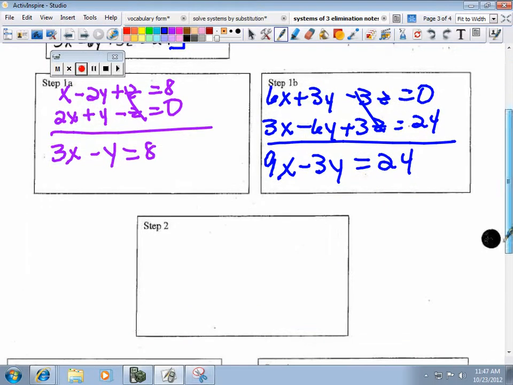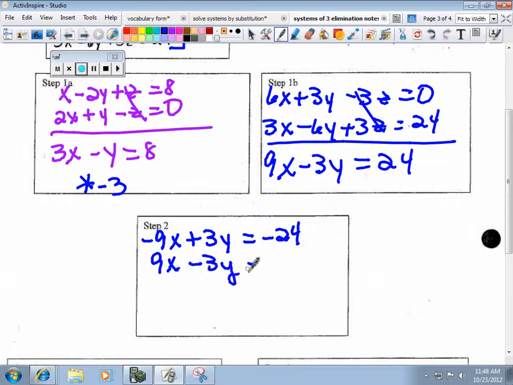You're going to take these 2 new equations. You're going to cancel something. If you multiply the one on the left by a negative 3, it's going to make your y's cancel. So you're going to get a negative 9x plus 3y equals negative 24. Bring the right equation down. 9x minus 3y is equal to 24. Draw a line and combine. x's cancel. y's cancel. There's nothing left. You put a 0. Equals negative 24 and 24 cancel. There's nothing left. You put a 0.